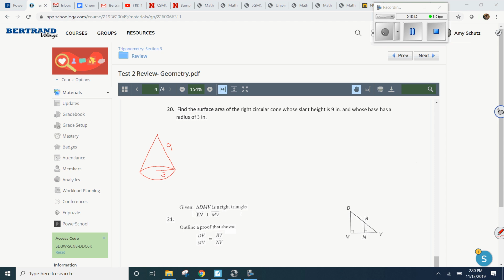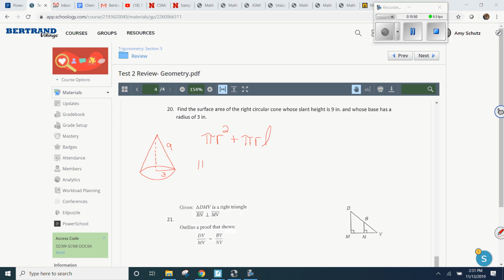The radius of the base is 3. And what we need to find is the surface area. How do you find surface area of a right cone? Yep, area of the base, pi r squared, plus, what is the formula for lateral surface area of a right circular cone? Pi r, do you have L or S? Pi r L. One book does pi r L, and the other book does pi r S, which, yes, L or S stands for slant height.